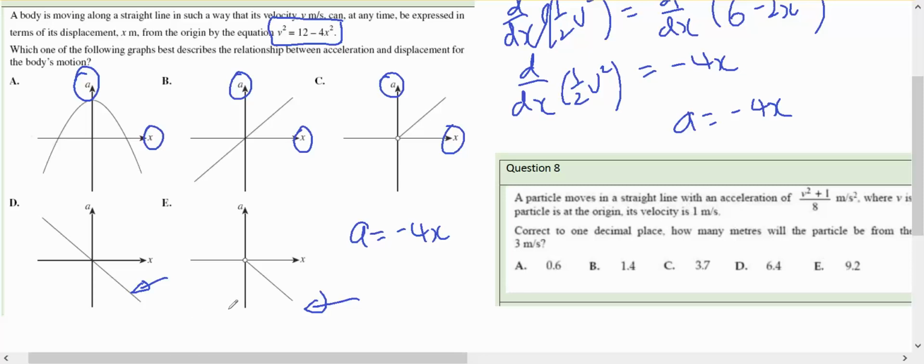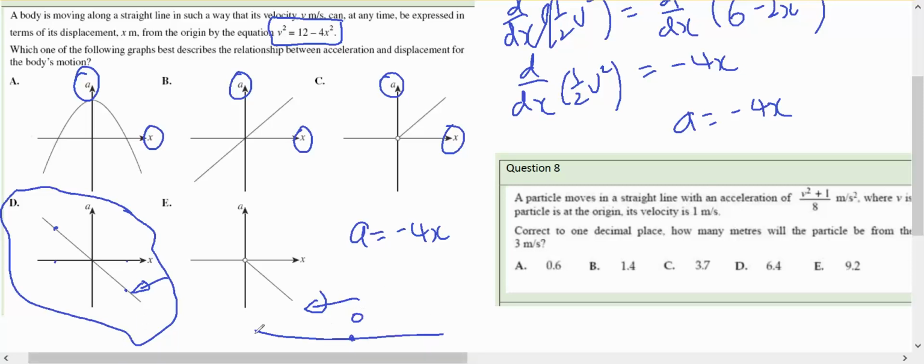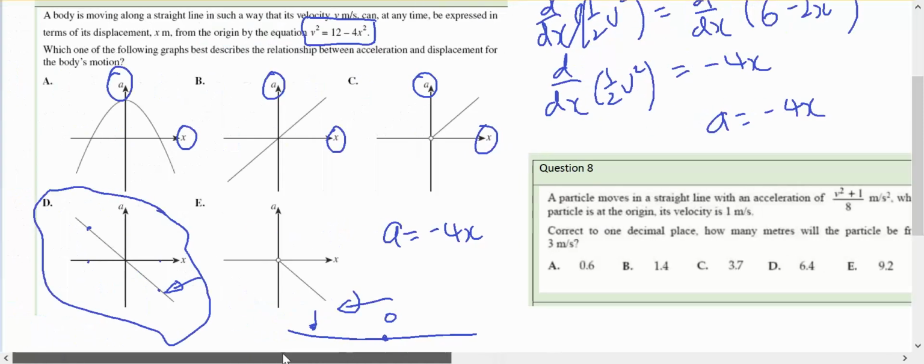depending upon what I have as a domain. Since nothing in the question tells me that x can't be negative and a can't be negative, I'm going to choose D as my option, because when x is negative, acceleration will be positive, and when x is positive, acceleration will be negative. I can have x being negative, because if this is my origin, x being negative is over here, and acceleration can be negative, which means it's decelerating, slowing down. Okay, so that's question number 6.